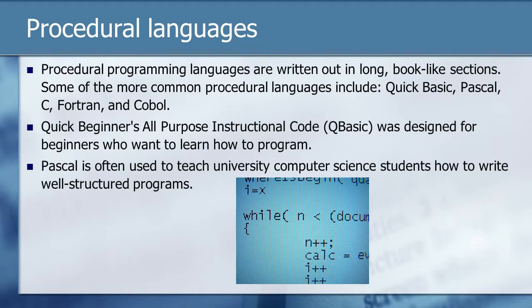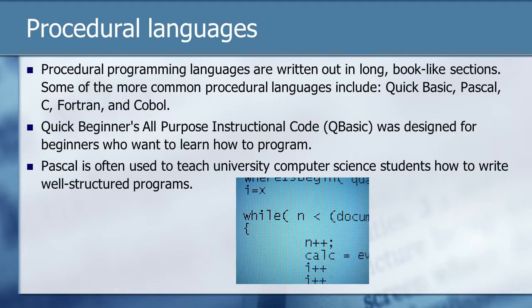There are two general categories of programming languages, procedural and object-oriented. Procedural programming languages are written out in a sort of long book-like fashion, and some of the more common ones include QuickBasic, Pascal, C, Fortran, and COBOL. QuickBasic stands for Quick Beginners All-Purpose Instructional Code, and that's basically just a language for beginners who wanted to learn how to program.